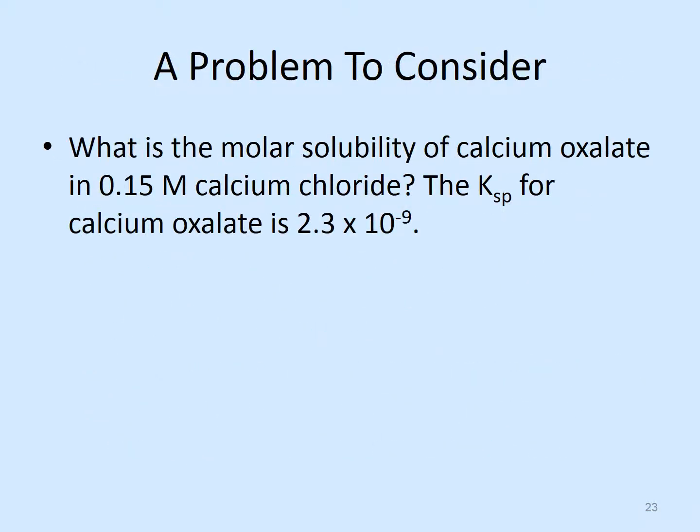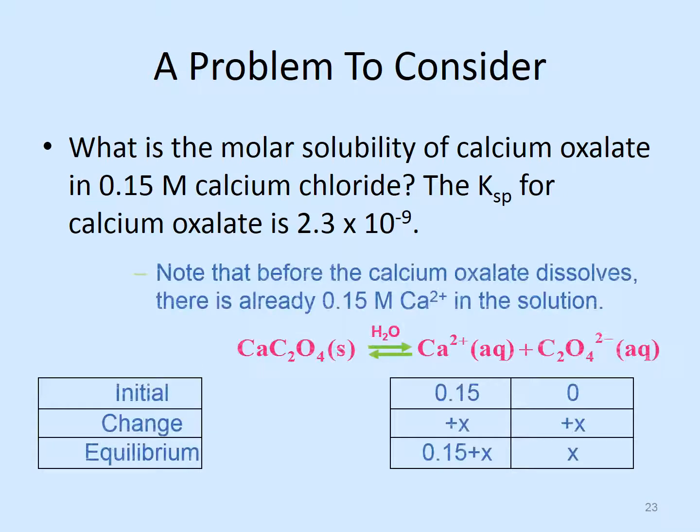What is the molar solubility of calcium oxalate in 0.15 molar calcium chloride? The Ksp for calcium oxalate is 2.3 times 10 to the minus 9th. All right, so if we set up our ICE chart, note that the calcium that's already present is 0.15 because before equilibrium even gets established, we already have 0.15 molar calcium from the calcium chloride. The amount of oxalate is 0 before equilibrium.